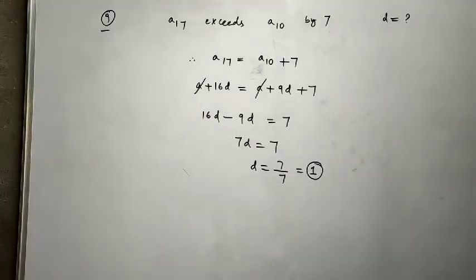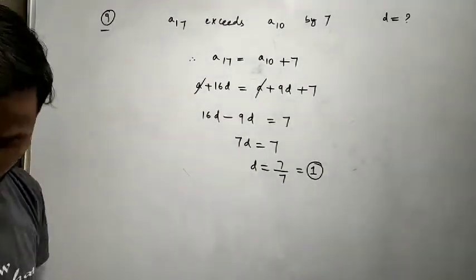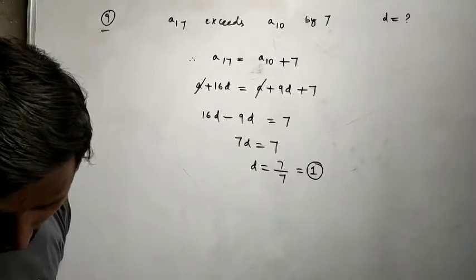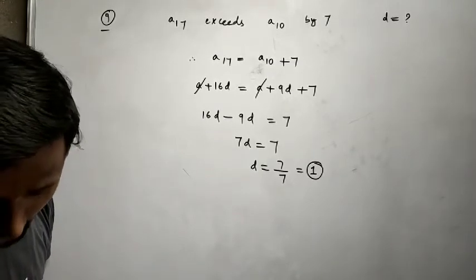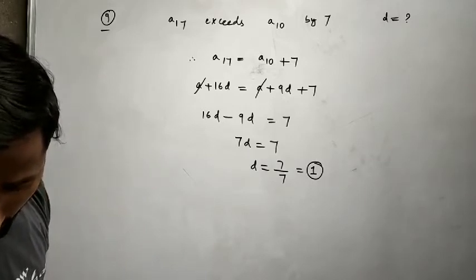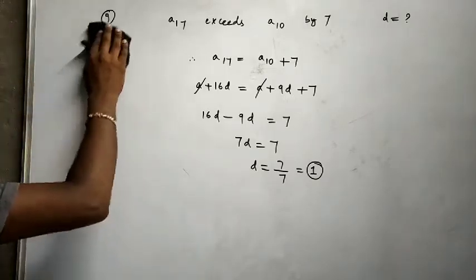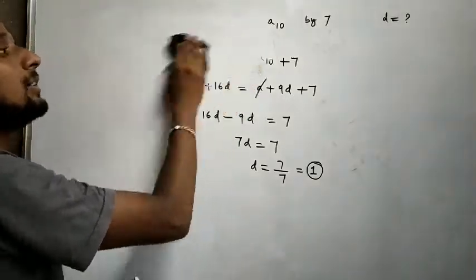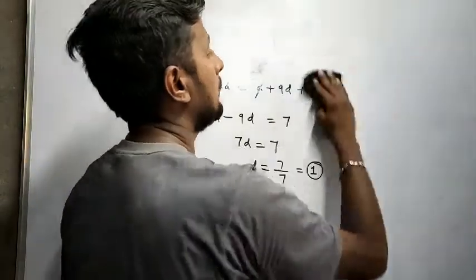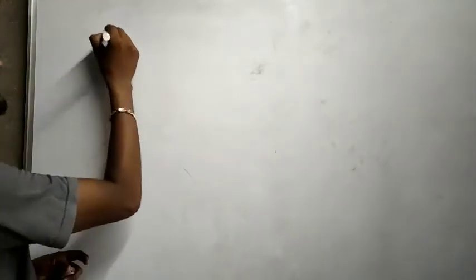Okay. Then if you go to the 8th question, question number 8. What is question number 8? The third term and ninth term of AP. 10th question. The two APs have the same common difference. Two APs have the common difference same. Yes, 10th question, beta.